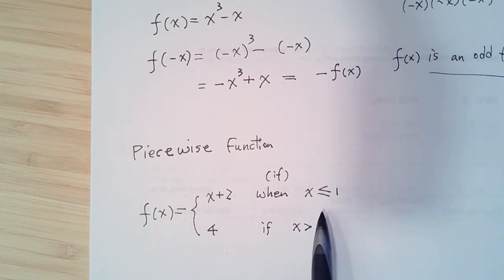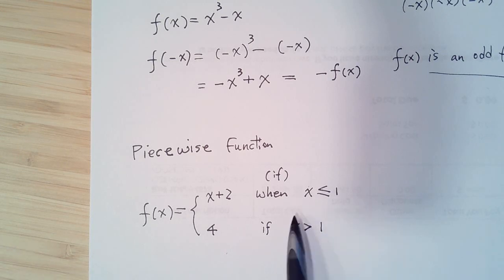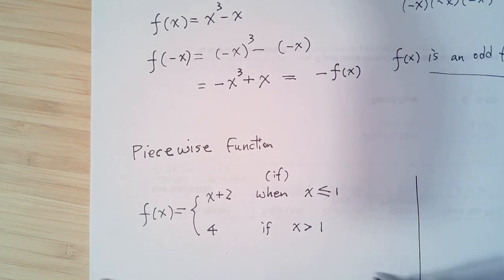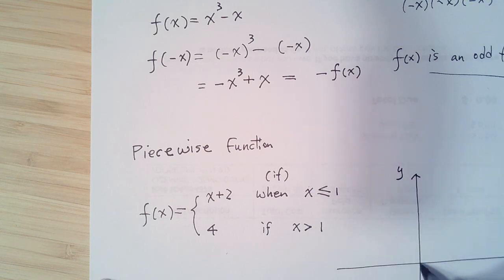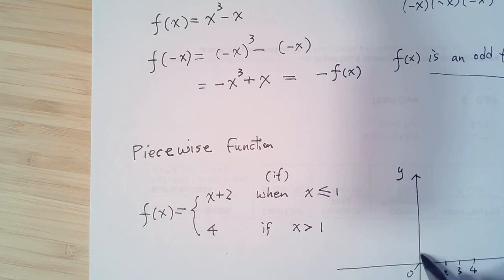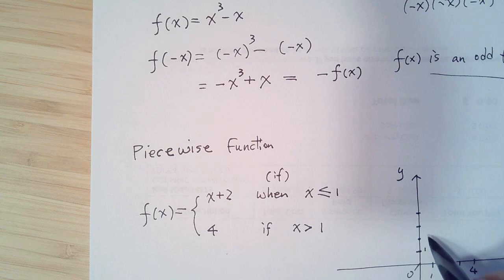So x could be any real number, right? It could be less than or equal to 1, and it could be greater than 1. So when you graph the function, it looks like this. Here's x, here's y, here's 0, and 1, 2, 3, 4, and here's 1, 2, 3, 4.